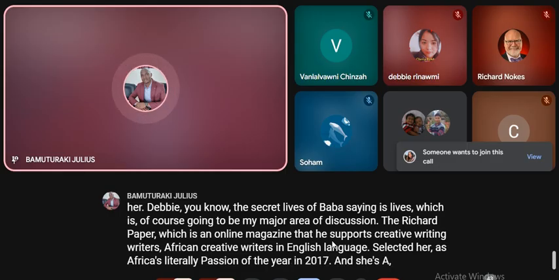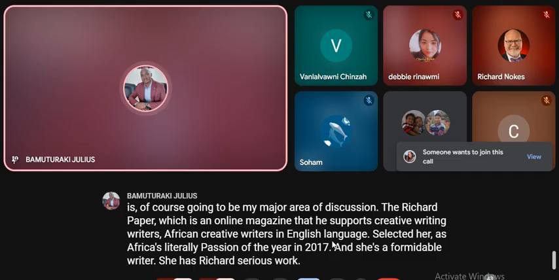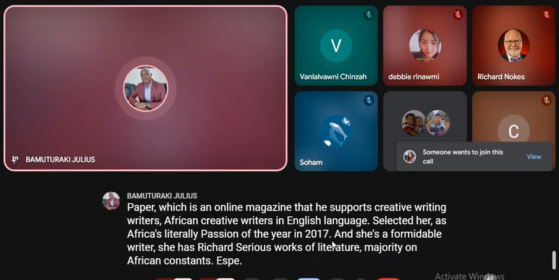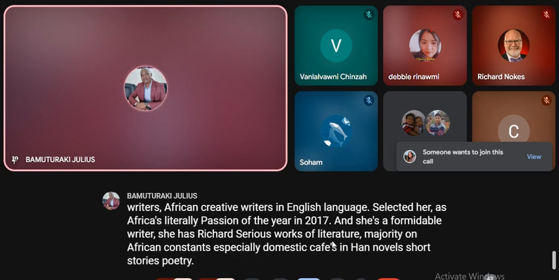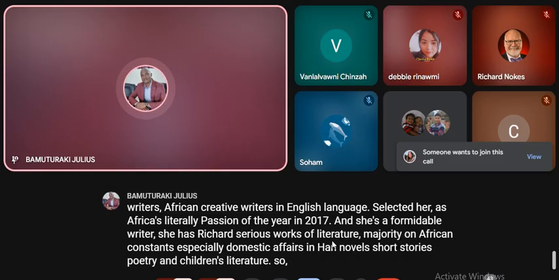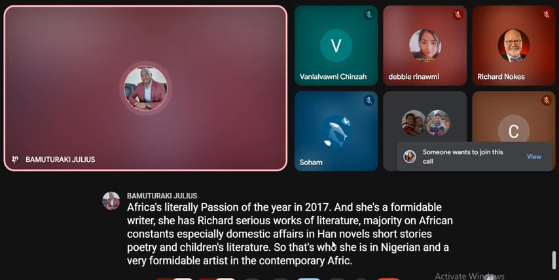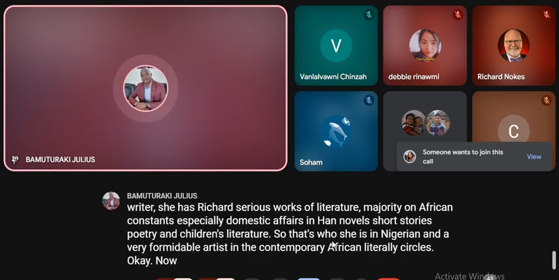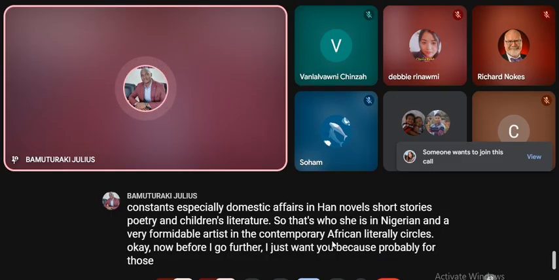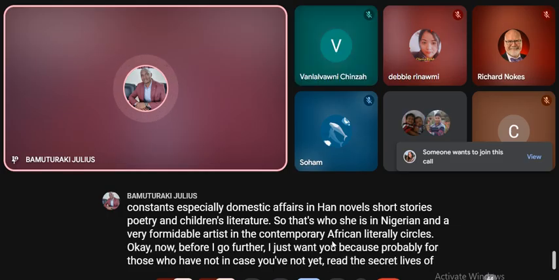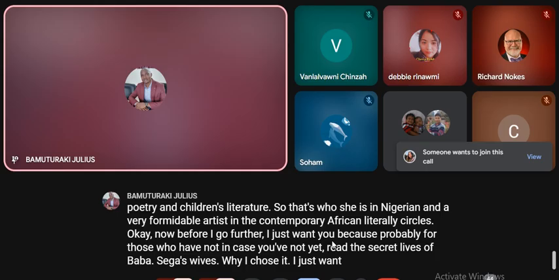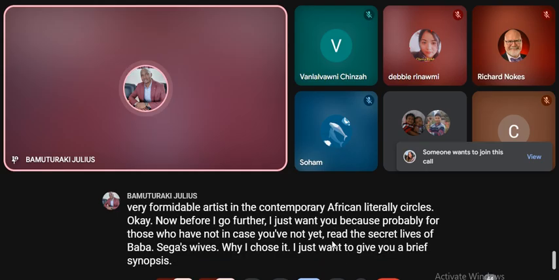She's a formidable writer who has written serious works of literature, majorly on African concerns, especially domestic affairs, in her novels, short stories, poetry, and children's literature. So that's who she is, a Nigerian and a very formidable artist in contemporary African literary circles. Before I go further, in case you've not yet read The Secret Lives of Baba Segi's Wives, I want to give you a brief synopsis of why I chose it.